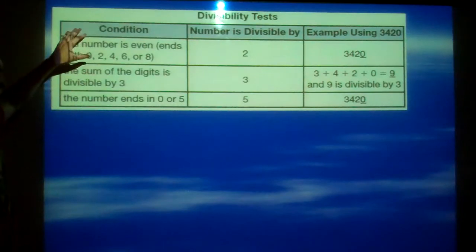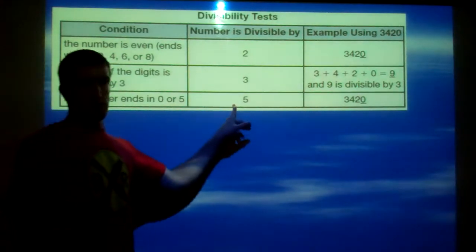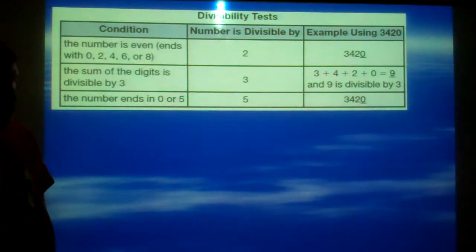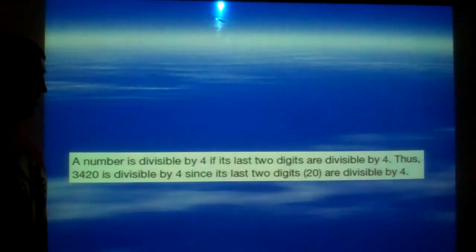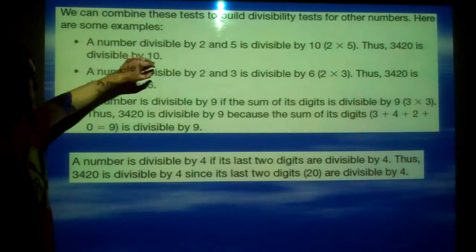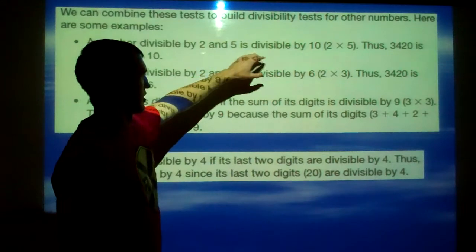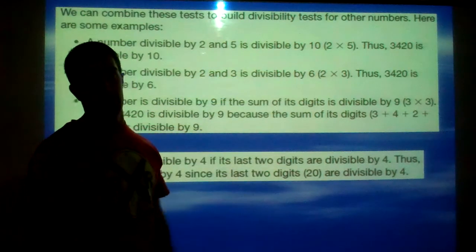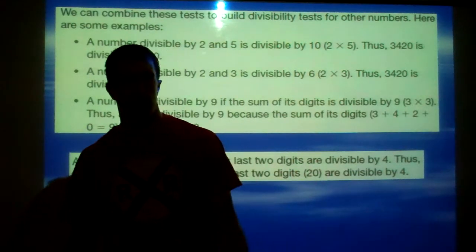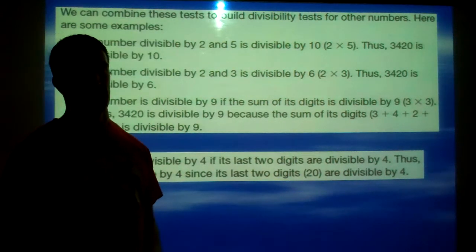Our condition, if we want to check 5, if the number ends in 0 or 5, it will be divisible by 5. So yes, this also follows that. And this is in the book, and there are also some other rules that they have here, okay? So, a number divisible by 2 and 5 is also divisible by 10. Another thing to point out, if the number ends in 0, it will be divisible by 10. That's an easier rule. So if you see a 0 at the end, that is divisible by 10.